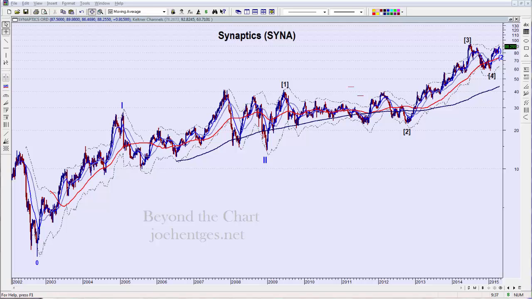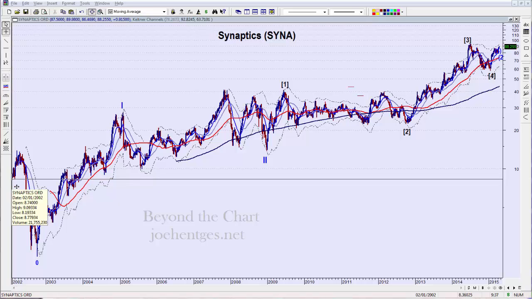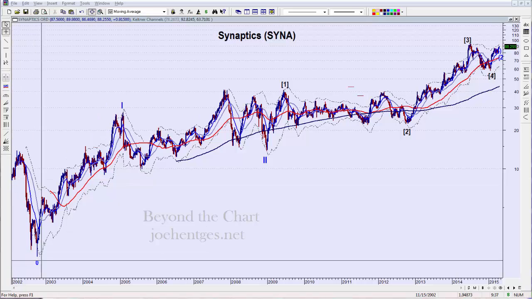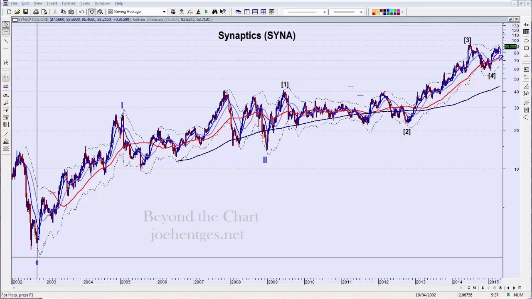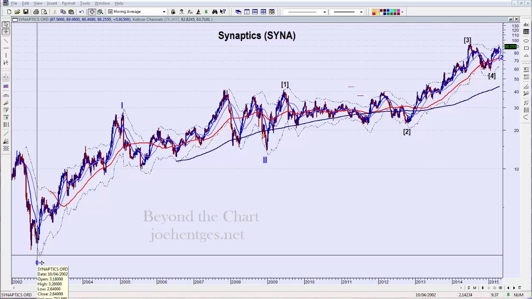We're going to take a look at Synaptics. One of my subscribers asked about this, so we're going to take a look at it. I haven't looked at it before. What we've got on the screen is the weekly bars all the way back to 2002. It looks like it went public right at the beginning of 2002, maybe the end of February 2002. So I'm looking at this as the 0 point right here, the low point, October 4th, 2002.